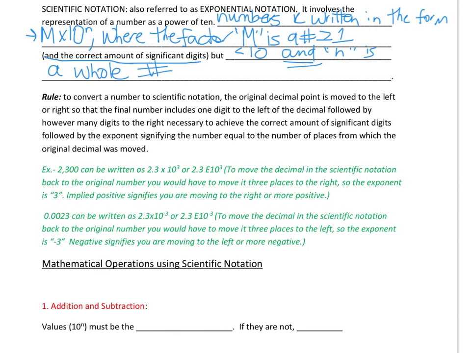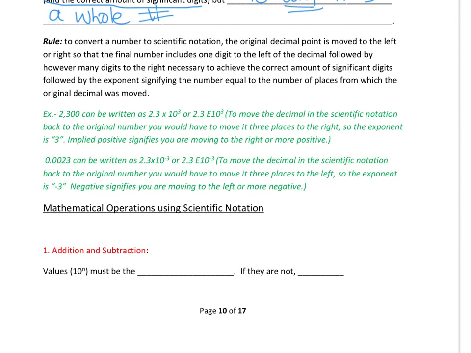And the same here. I go to where I ended up, which was right here. And then I look at where I started and figure out how I had to get from here to there. And so in this case, I have to go back 3 places to get where I started. And so 2.3 times 10 to the negative 3 is the scientific notation there.